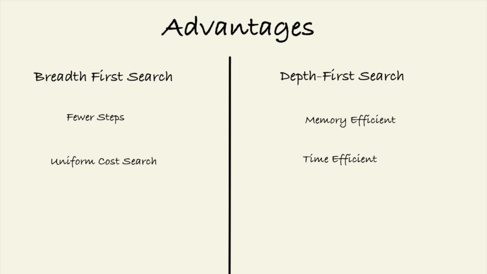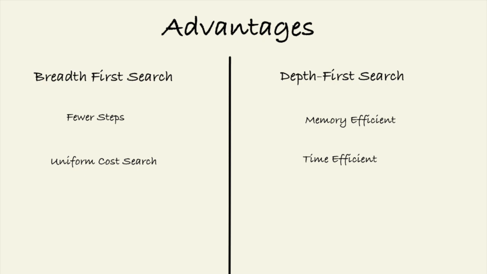If we start with advantages, DFS uses less memory than BFS. Only the path from root node to the current node is needed. Another advantage is time efficiency. For graphs with many nodes or edges, DFS may be faster than BFS. Now, onto breadth-first search advantages. Optimal solution. BFS is guaranteed to find the shortest path between two nodes in an unweighted graph.